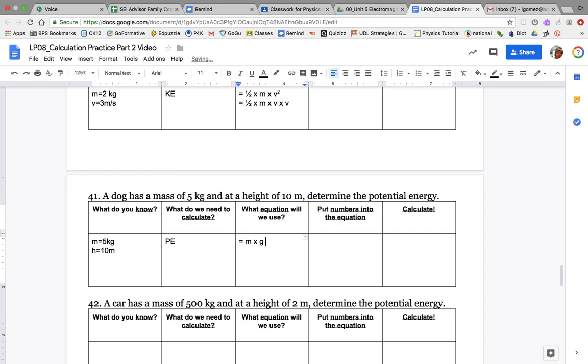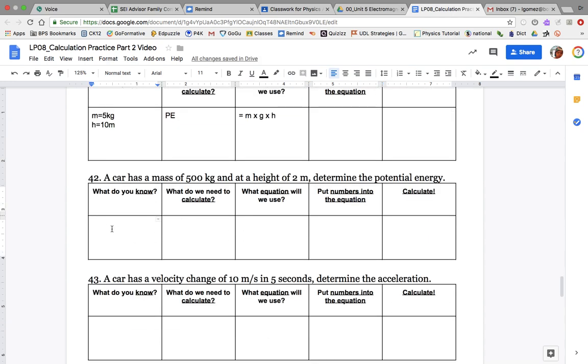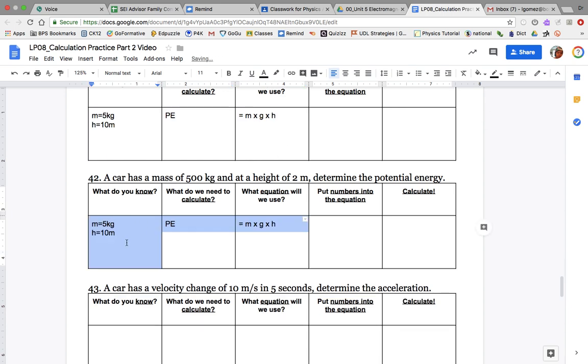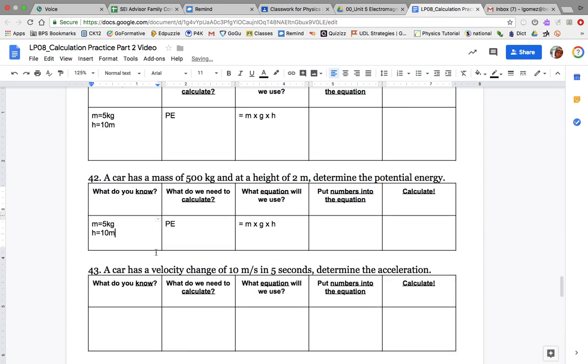Mass times gravity times height. Put those numbers together and calculate. All right, a car has a mass of 500 kilograms and a height of 2 meters. This is a very similar calculation to this here, so I'm going to put that there. The only difference is the car has a mass of 500 kilograms and a height of 2 meters here. Use these numbers to perform the calculation here.